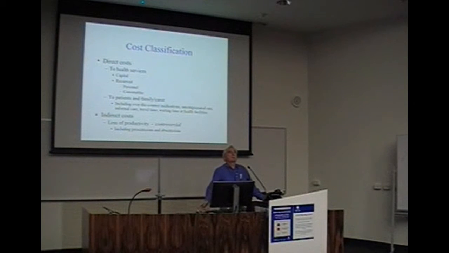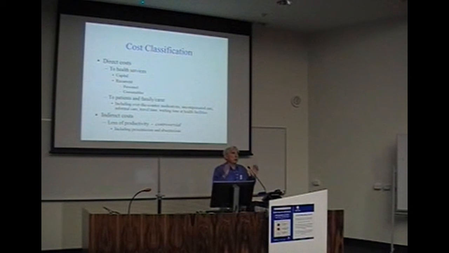Now, you need to be a two-handed health economist. You need to deal with resources and their costs on the one hand, and on health outcomes on the other hand. And incidentally, health outcomes can be good, they can be positive, or they can be negative. They can be burdens. So let's start by classifying costs.